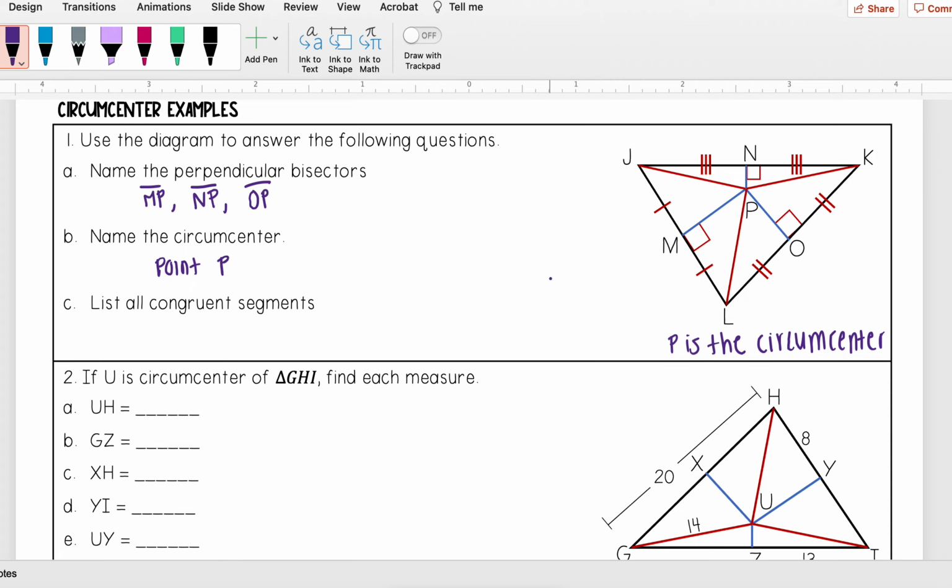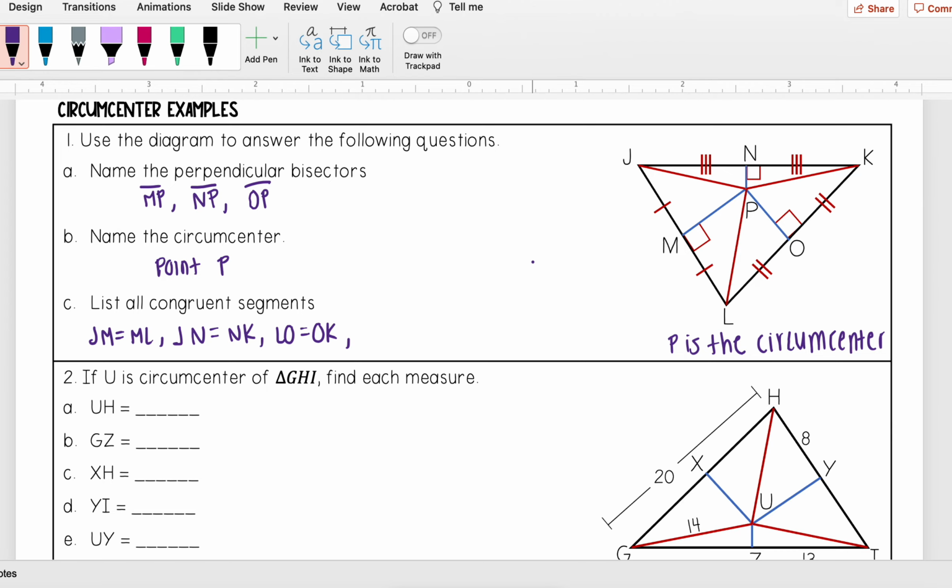And then we want to list all the congruent segments. First, it's already marked here some congruent segments from these tick marks. So I know that JM is equal to ML, JN is equal to NK, and LO is equal to OK.